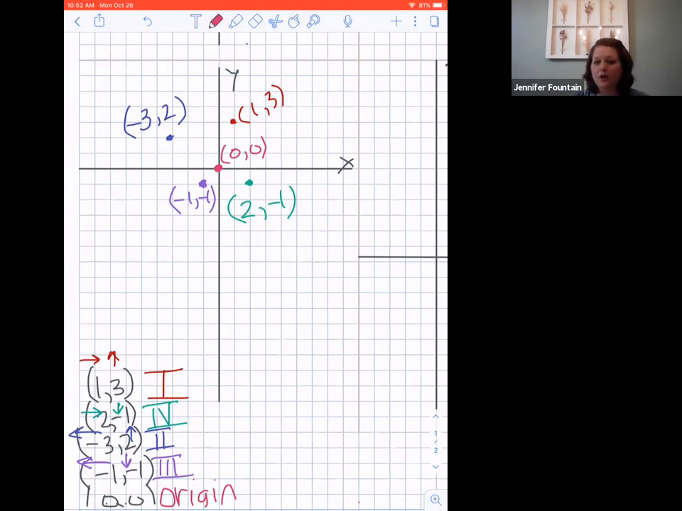Any questions on activity 3? Any questions on how to know where to graph or how to graph? Any questions on knowing my quadrants?